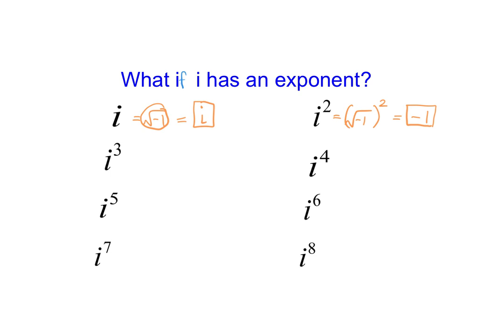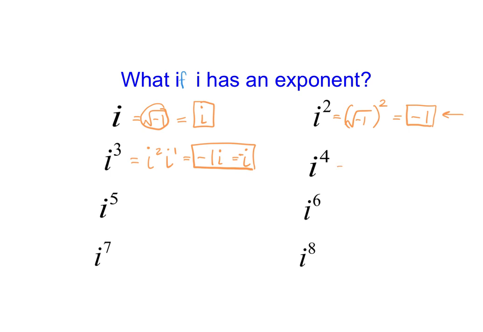Now, i cubed might look like something that can't be simplified down to just i, but it can. Because of our exponent properties, i cubed can be simplified down to i squared times i to the first, because 2 plus 1 is 3. And we just learned that i squared is -1. So i cubed is really equivalent to -1 times just i, or you can write it as -i, whichever one you prefer. But again, i cubed can be simplified down to just -i.